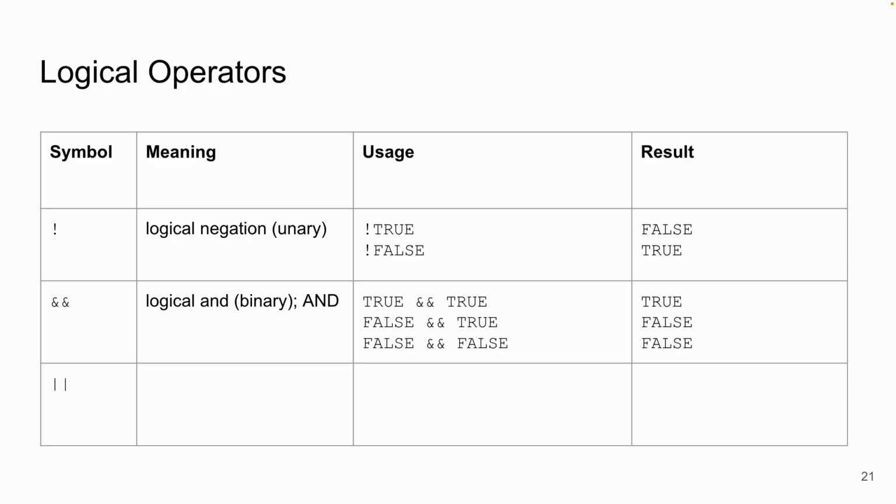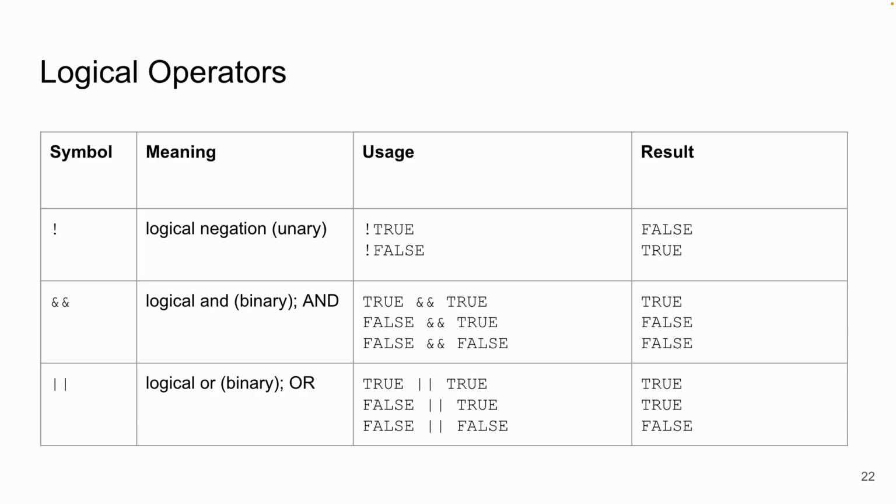The second logical operator is logical AND. You can see this is a binary operator, so it requires two operands. The usage of logical AND is like this. If true and true, it will be true. However, if we have false in one of the operands, the result will be false. Don't worry if it is too complex, if you cannot understand why it looks like this, we have more explanation in a later slide. Here I just want to show you the three logical operators in the same table.